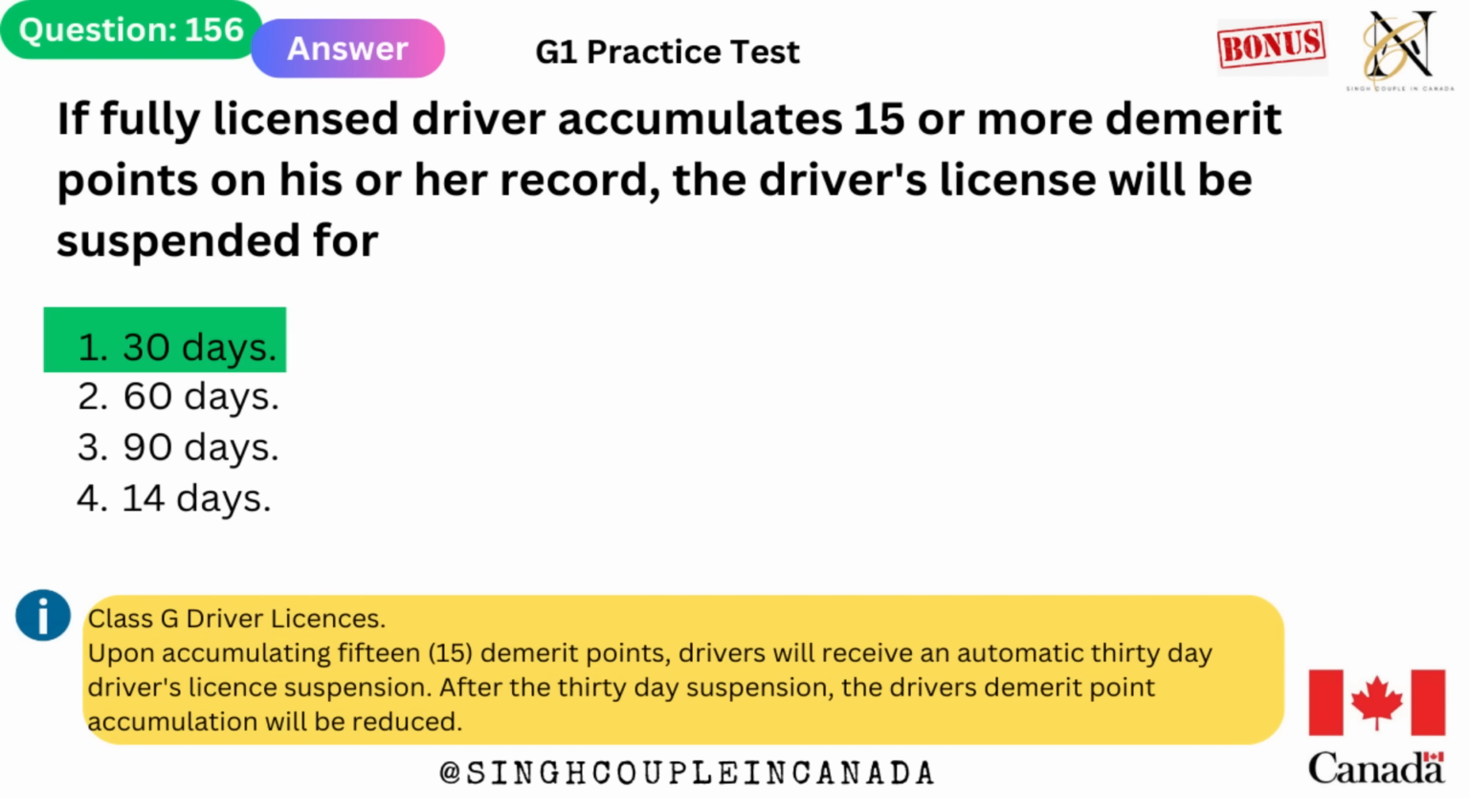Class G driver licenses. Upon accumulating 15 demerit points, drivers will receive an automatic 30-day driver's license suspension. After the 30-day suspension, the driver's demerit point accumulation will be reduced.